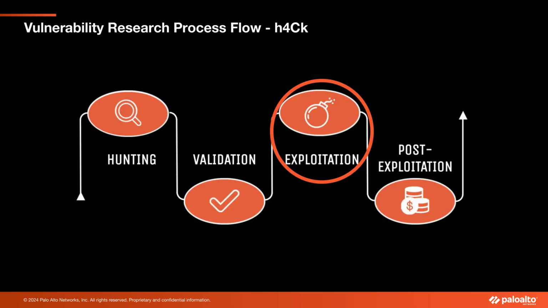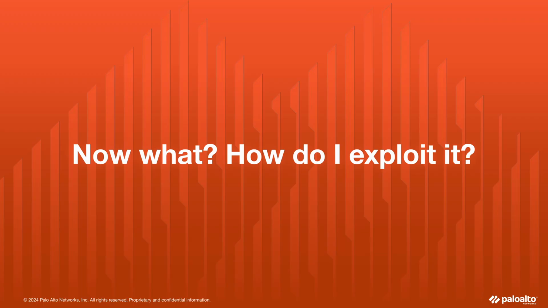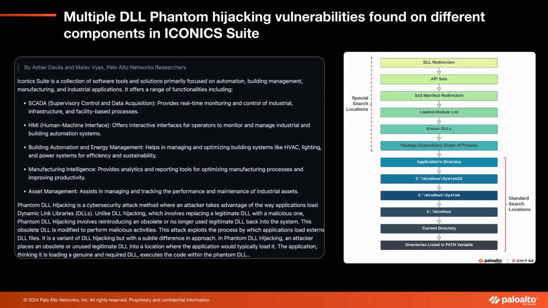So now we did hunting and validation. Now let's get to the juicy part, exploitation. So now what? How do we exploit that? We know that there is a potential file operation vulnerability that we can exploit, and a critical target, right? So how do we go about exploiting that?